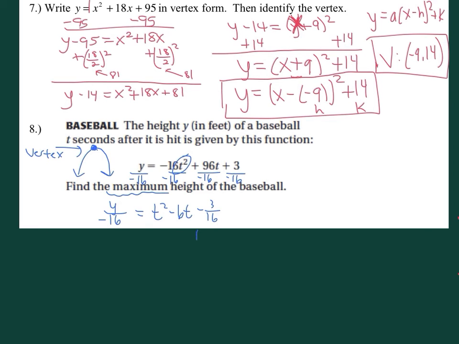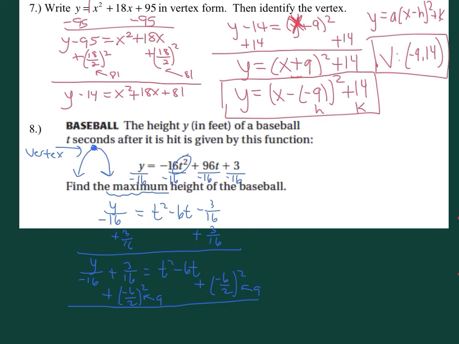Next step is to add the 3/16 to the other side to get it out of the way. So we'll have y over -16 plus 3/16 is equal to t squared minus 6t. So now I'm going to take half of the coefficient of t, square it, and add it to both sides. So half of -6 is 3, squared is 9, so I'm really adding 9 to both sides.